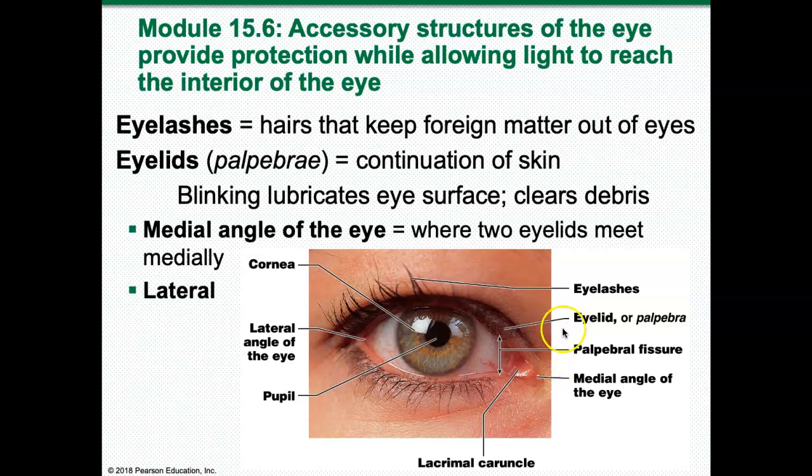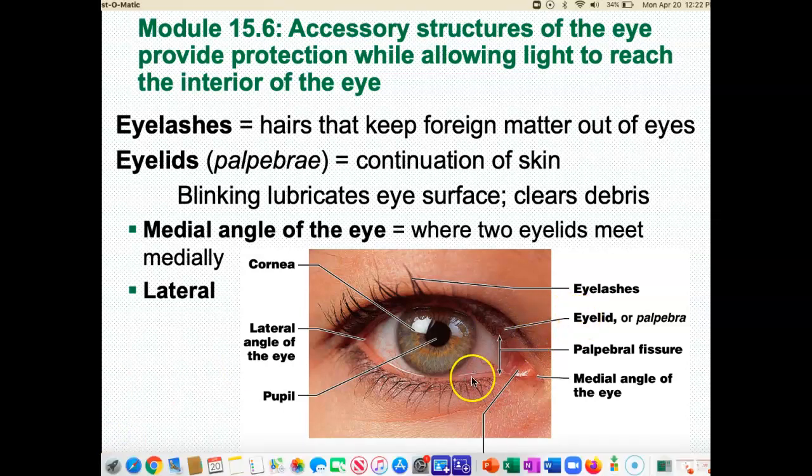So eyelashes are going to keep foreign matter out of the eyes. The eyelids are called palpebrae, and they're a continuation of the skin. It's the thinnest skin on the body. And the blinking allows us to lubricate our eye surface and clears debris. The medial angle of the eye is where the two eyelids meet, and then there's the lateral angle of the eye.